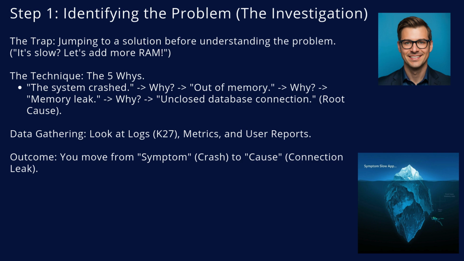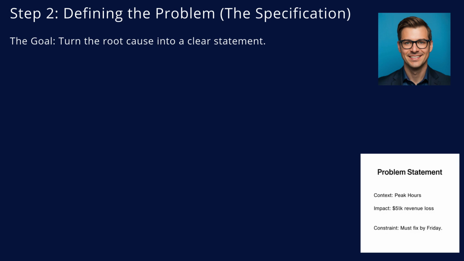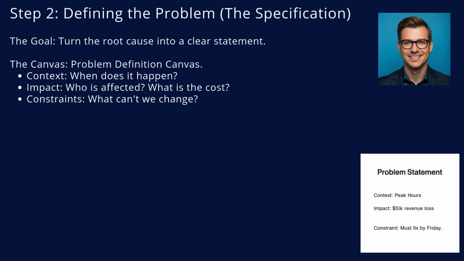You must use data, logs, metrics, reports, to validate this. You are moving from the symptom, what the user sees, to the root cause, what the engineer fixes. Step 2 is defining. Once you know the cause, you must write it down clearly. We can use a problem definition canvas. Context: when does it happen? Only during peak hours. Impact: who cares? It blocks checkout, costing us $5,000 per hour. Constraints: we cannot upgrade the hardware, we must fix the code.